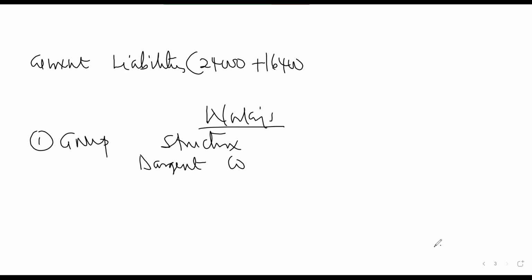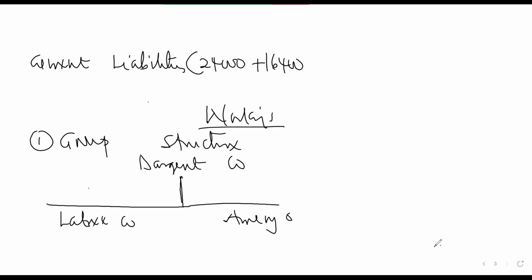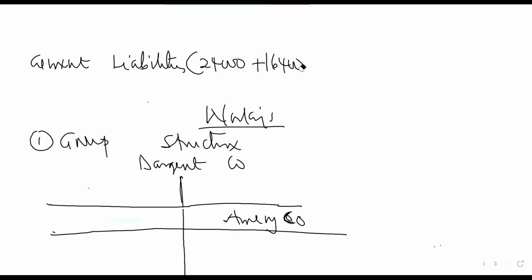Then you have the Latrico. Okay, let me just put something here like this. So you have the Latrico here. Then we are also going to be having the Amico here as an associate. So you can just underline these people. Okay, let me do it very well.